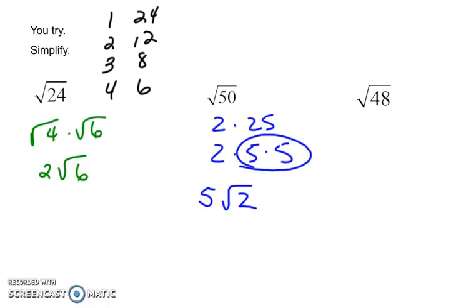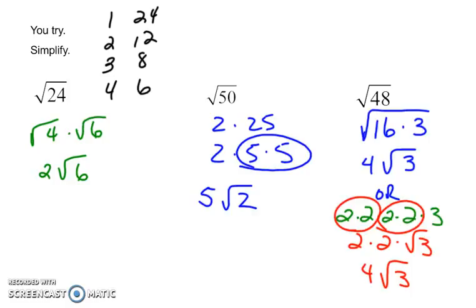So press pause. Using either method, simplify the square root of 48. And press play when you're ready to continue. So here, you notice the largest perfect square that goes into 48 ends up being 16. So 16 times 3. The square root of 16 is 4, so we have 4 square root of 3. Or if you did the factorization, you'll notice we have 2 pairs of 2s, but 2 times 2 gives us 4, and we're still left with 4 square root of 3.